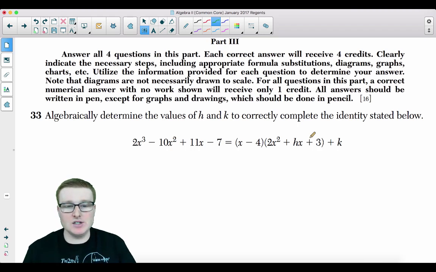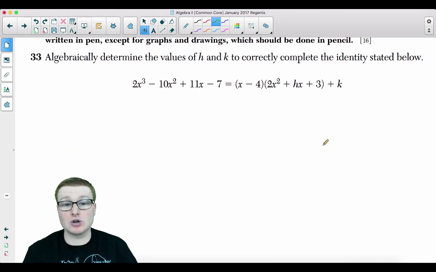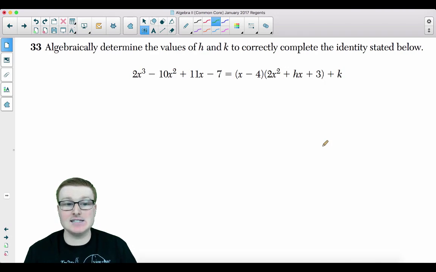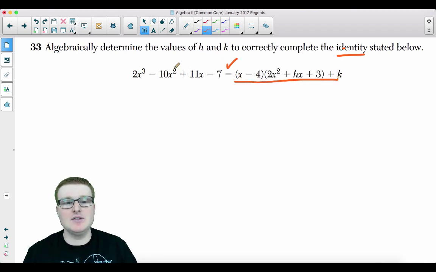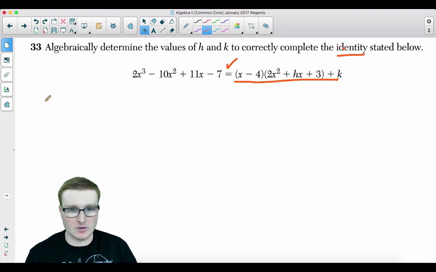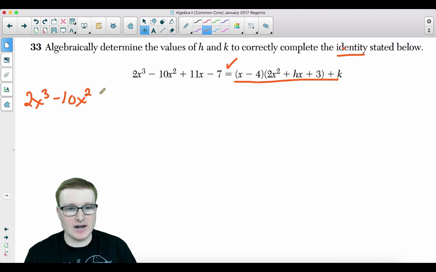Algebraically determine the values of h and k to correctly complete the identity stated below. When it says identity, it means that these two things are equal to each other. So your job is to simplify this as much as possible. This is already simplified. Your job is to simplify this over here. So we get 2x cubed minus 10x squared. I'm just rewriting what's on the left-hand side here. I'm going to set it equal to this.